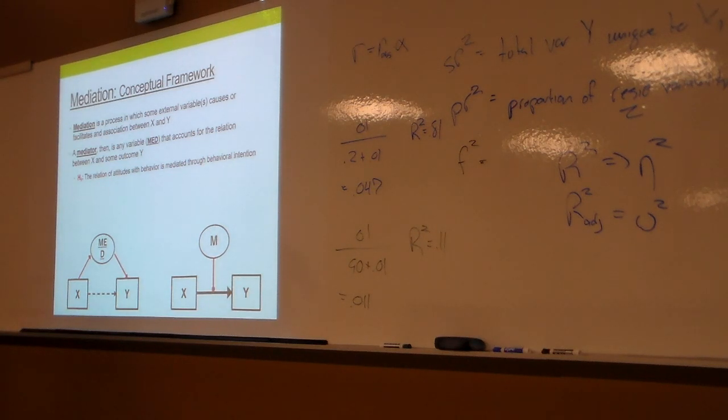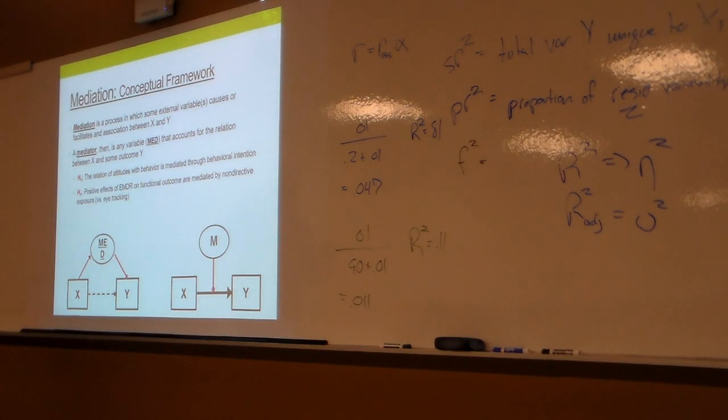So this idea is that my attitude and my behavior are mediated by my intention to engage in certain types of behavior. That's why these two things are related. If I account for that, then there's no relation between attitudes and behavior unless I intend to act on it, right? So behavioral intention is the mediator in this situation.